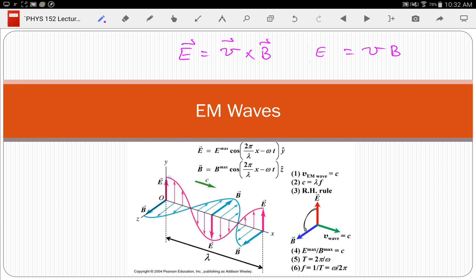So as the electric field gets stronger, the magnetic field gets stronger. As the electric field gets weaker, the magnetic field gets weaker. If the electric field is 0, what's the magnetic field going to have to be? 0, right. So the electric field and magnetic fields are alternating.